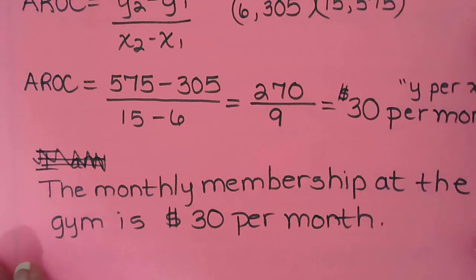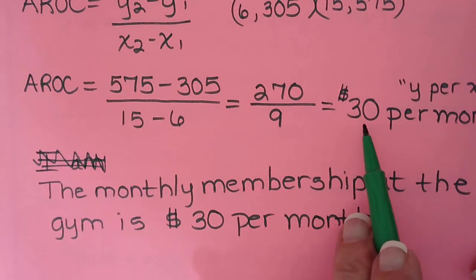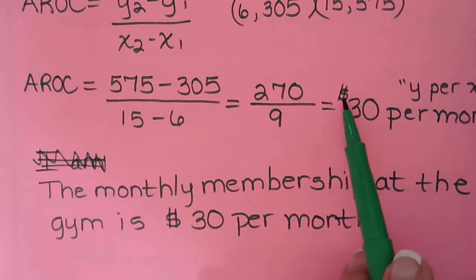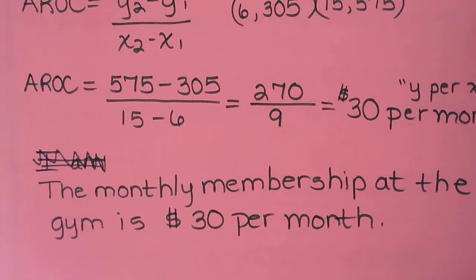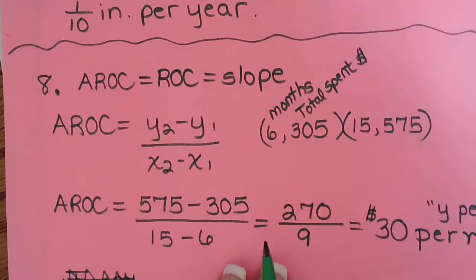So now go on your last sheet and cross out 30. And then the sheet behind that, cross out dollars per month. And you'll have 2 boxes crossed out of each one. So 30 and dollars per month.